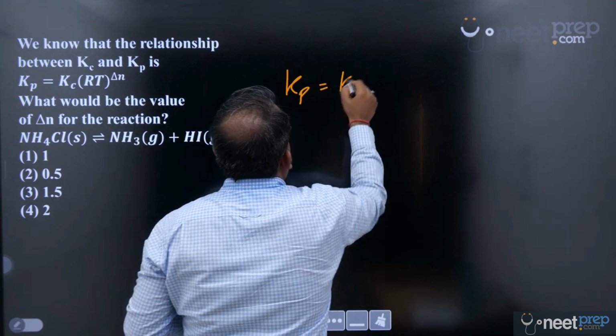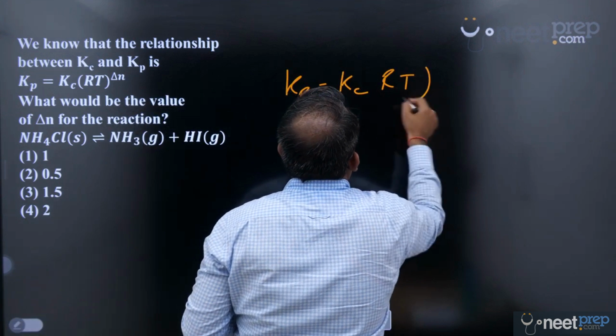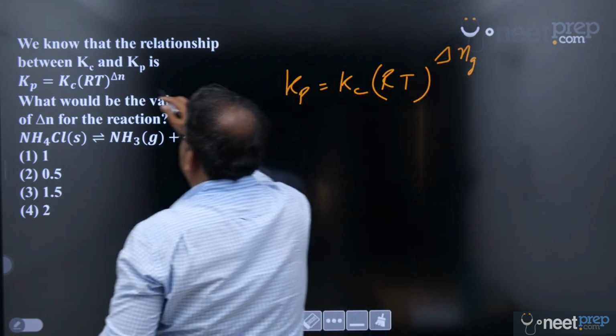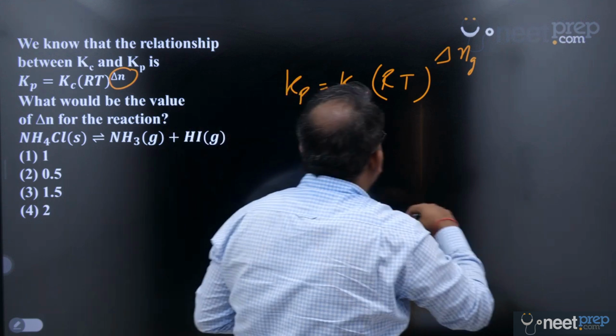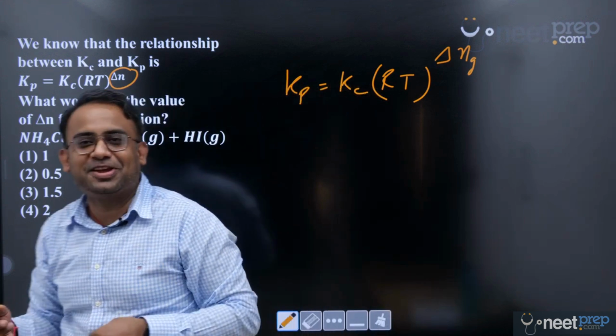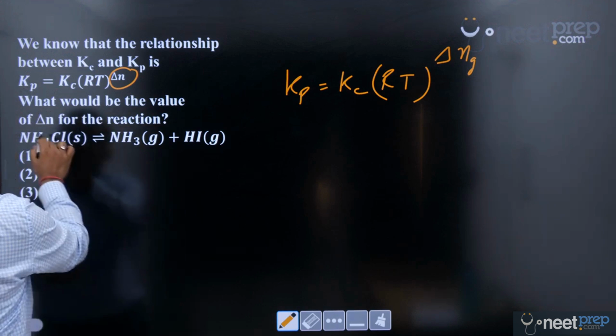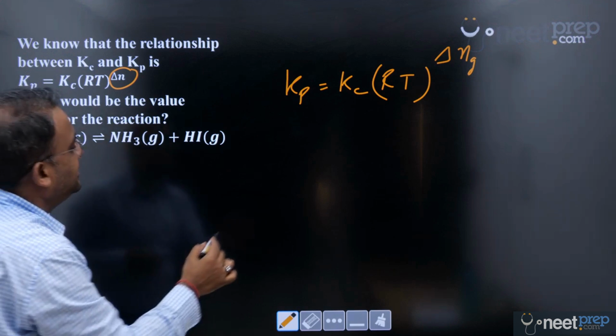Kc RT, why am I writing it here? Delta Ng, it's not here. You have to do it yourself. The question has already given you the relationship and you have to interpret it. You have to do it on your own: what does this delta N signify?